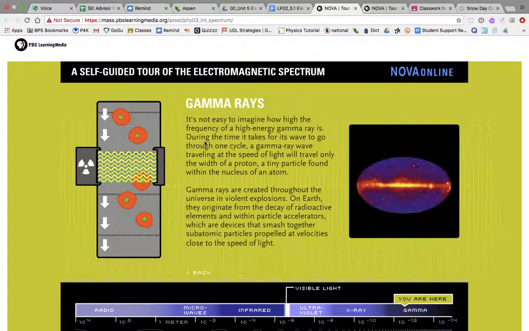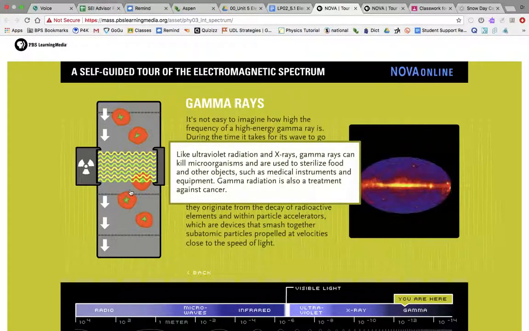Gamma rays. Gamma rays have the highest energy of any type of electromagnetic radiation. Because they are high energy, high frequency, they have very small wavelengths. The wavelengths are smaller than a proton. And they come from very violent explosions in space or very violent collisions or explosions here on Earth. And they tend to come from radioactive materials here on Earth.